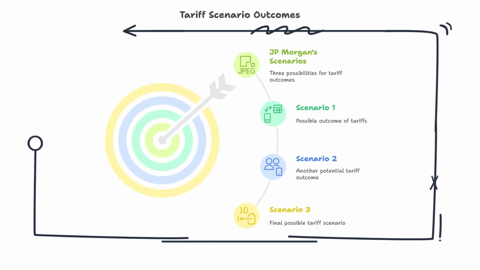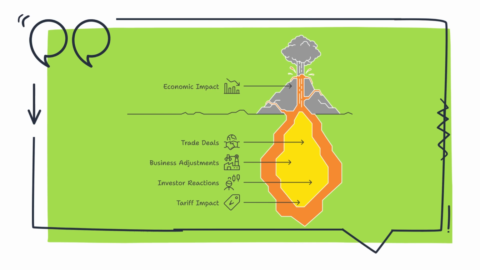Now, let's talk about what could happen next. JP Morgan has laid out three possible scenarios for tariffs. These are just possibilities, but they help us understand the range of outcomes and what we might need to prepare for. In the first scenario, JP Morgan is assuming that the US doesn't go all in on tariffs. Instead, it makes some trade deals or compromises with other countries.